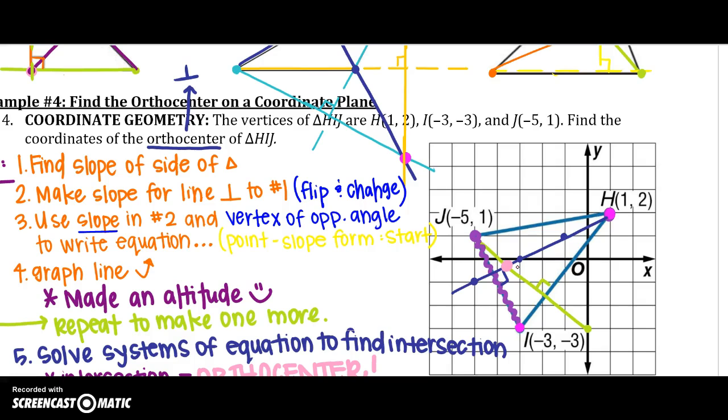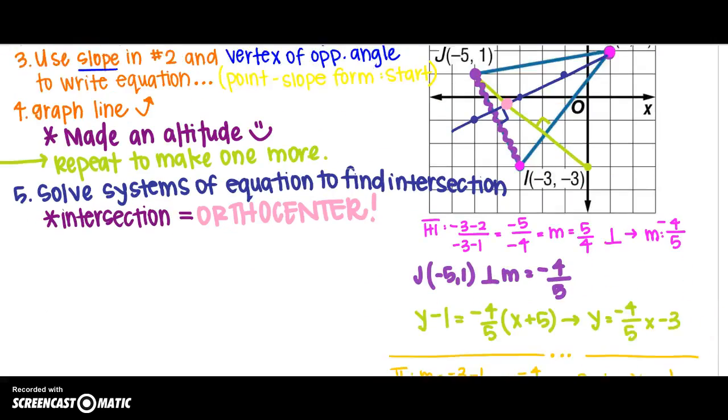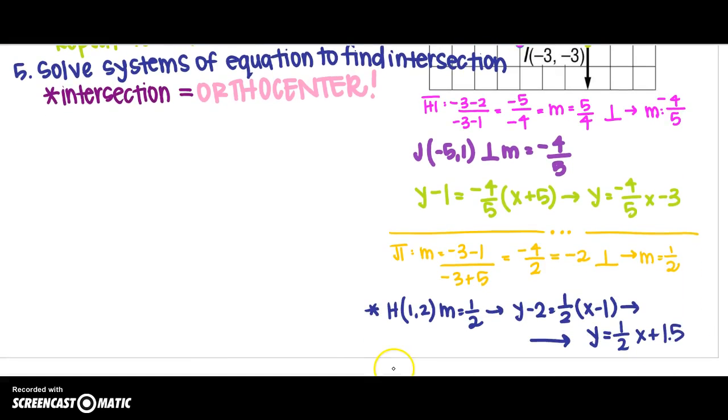So now we need to find that point of intersection. Now, it's not so nice when they don't land on that for sure point, but we know we can solve systems of equations by setting these two equations equal to each other and solving for x and y. So the first thing we need to do is set those two equations. Because they're both set equal to y, we can set them equal to each other. So negative 4/5 x minus 3 equals 1/2 x plus 1.5. All right, go ahead and stop this video and solve for x.